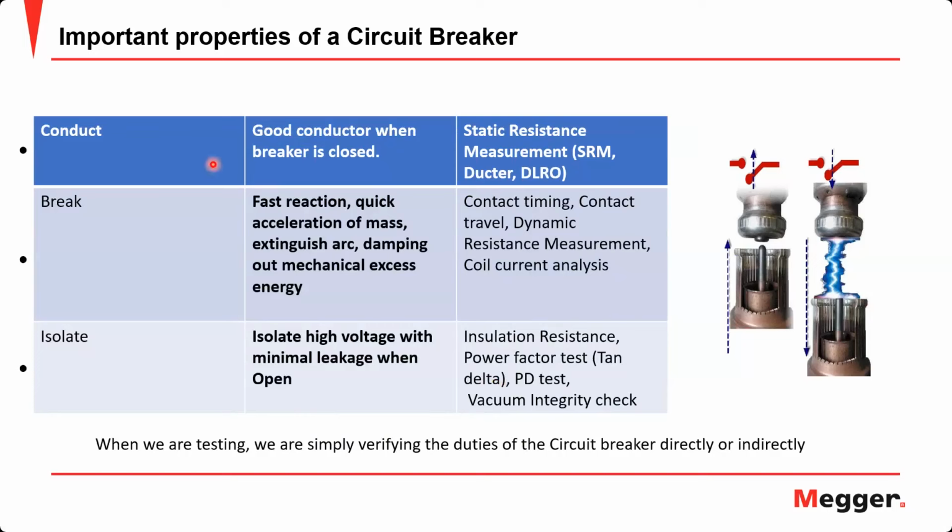So for the first point, to verify that our circuit breaker is a good conductor, we usually perform static resistance measurement. And to verify that the breaker is operating correctly during the open or close operation, we do timing test, travel test or motion test, and dynamic resistance measurement, as well as coil current analysis. Finally, for verifying the isolation of the circuit breaker or the interrupter when it's open, we do insulation resistance test, as well as power factor or tan delta test, partial discharge test, as well as vacuum integrity check for VCBs.